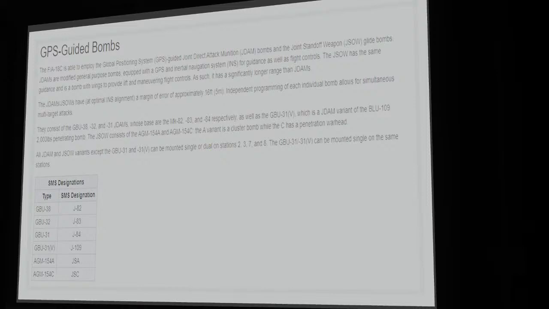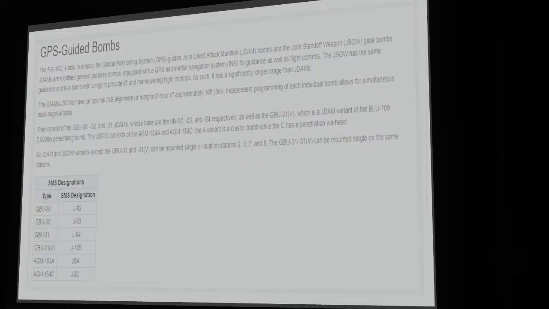Okay, GPS guided bombs. The F-18C is able to employ the GPS guided JDAM bombs and the Joint Standoff Weapon, JSOW. JDAMs are modified general purpose bombs equipped with a GPS and inertial navigation system for guidance as well as flight controls. The JSOW has the same guidance and is a bomb with wings to provide lift and maneuvering flight controls. As such, it has a significantly longer range than the JDAMs. The JDAMs/JSOWs have an optimal INS alignment margin of error of approximately 16 feet. Independent programming of each individual bomb allows for simultaneous multi-target attacks.